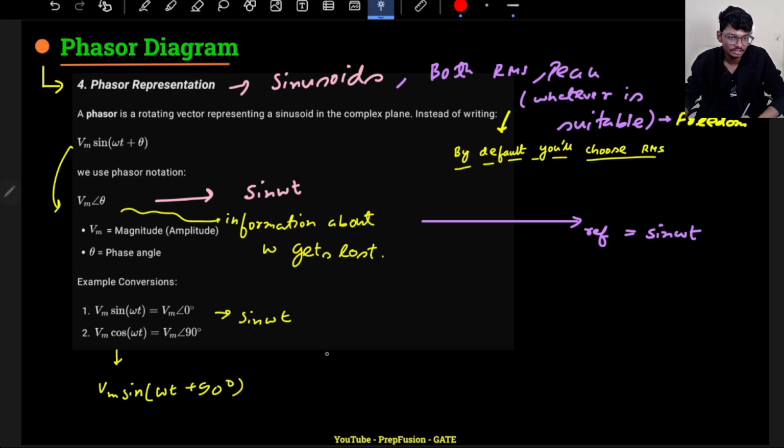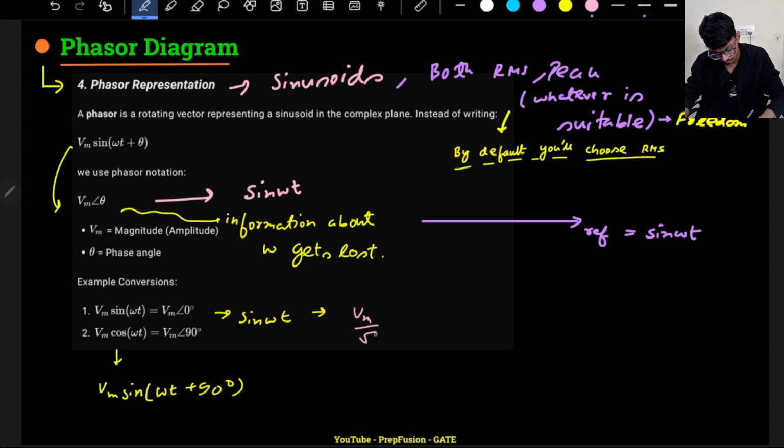Now let's say you want to write in RMS. If you know about RMS, very well and good. If you don't know, you can ignore this portion. For RMS, if I want to represent this, it will be Vm by root 2, correct? Because RMS of a sinusoid is peak by root 2. So the phasor for the first one will be Vm by root 2, and the phasor for the second one will be Vm by root 2 angle 90. The angle will not change obviously, but the magnitude will change.